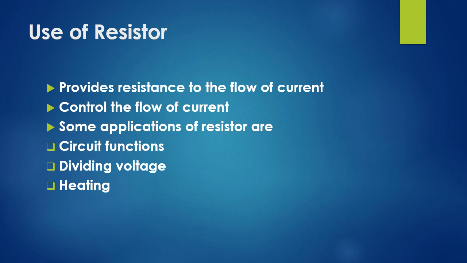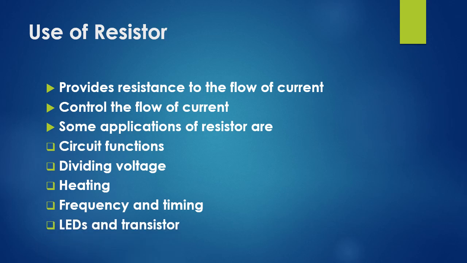For heating circuits like heaters, toasters and microwaves, we use resistors to control the flow of current. They are used in frequency and timing circuits also, and they are used along with LEDs and transistors to avoid damage to these components. So the main function of a resistor is to control the flow of current, and these are some applications listed here in which the resistor is used.